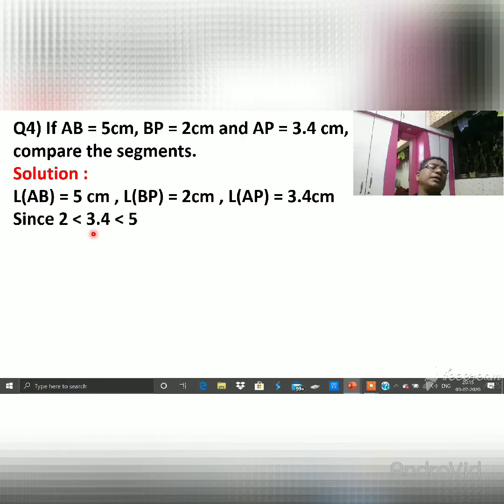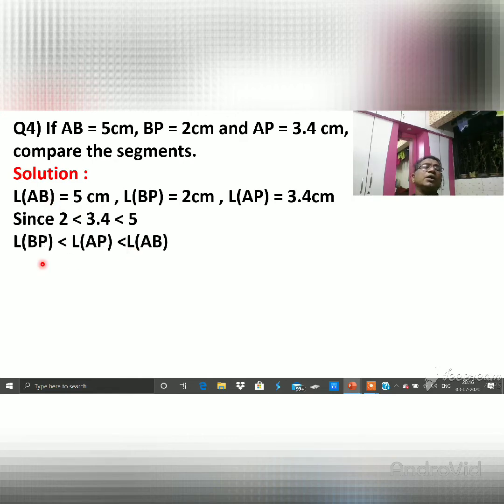So how can we write? We can write in this way: 2 is smaller than 3.4, 3.4 is smaller than 5. So 2 is the smallest and 5 is the largest. Here we write the segments. 2 belongs to which segment? BP. So here write BP. 3.4 belongs to which segment? AP. So here write AP. Then 5 belongs to which segment? AB. So here write AB.